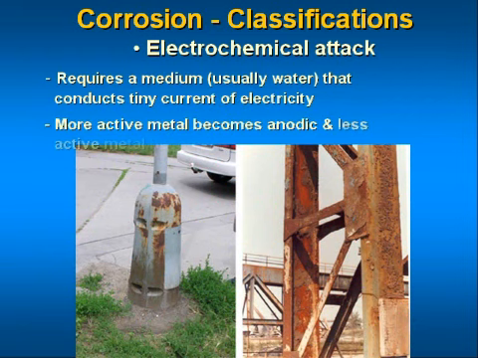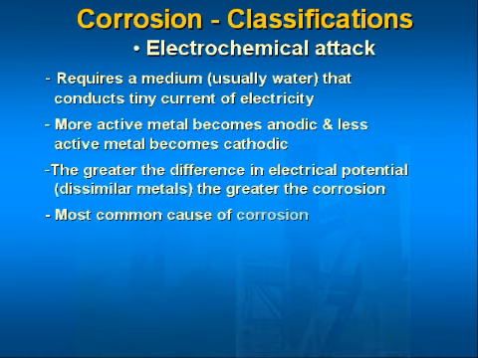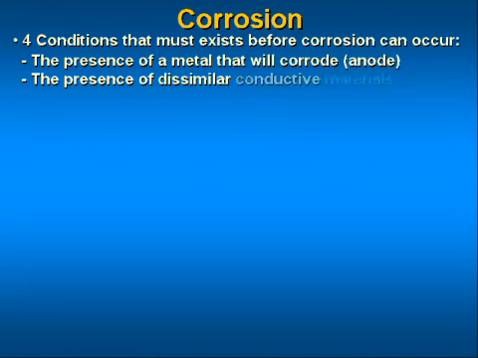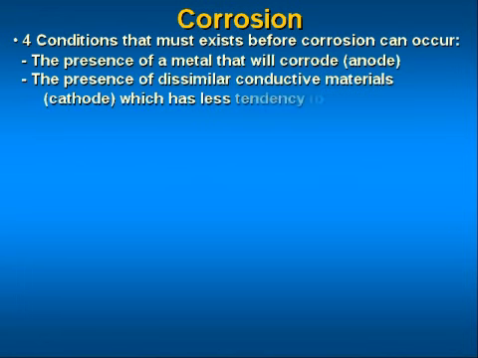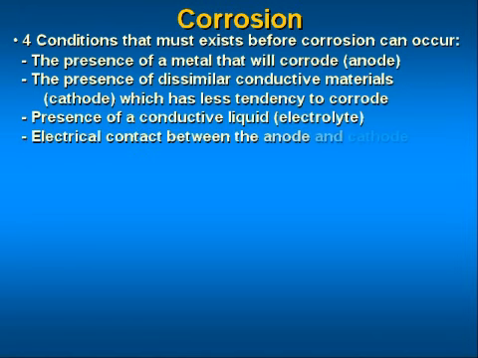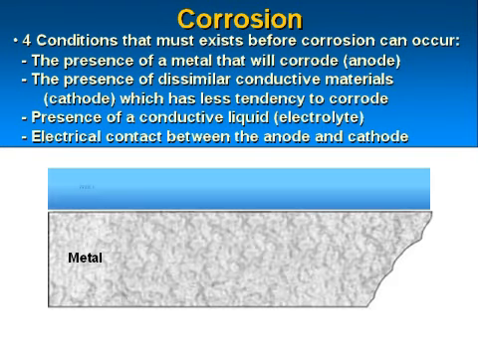The metal that is attacked or oxidized suffers what may be called anodic change, and the corrosive agent is reduced and may be considered as undergoing cathodic change. The four conditions that must exist before corrosion can occur are: the presence of a metal that will corrode, the anode; the presence of a dissimilar conductive material, the cathode, which has less tendency to corrode; the presence of a conductive liquid, the electrolyte; and electrical contact between the anode and cathode. This illustration helps to illustrate this.